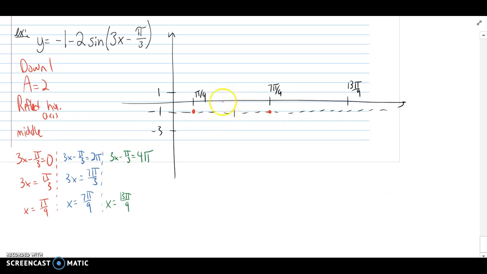Halfway through, we'll be back in the middle again. And then in the sine curve, normally it goes up first, but because of the negative, because of the reflection, it's actually going to go down first. So those are our critical points for the first period. And then we can do that again for the second period. And then we can connect those points together, make the smooth curve. And there are 2 complete periods of this graph.